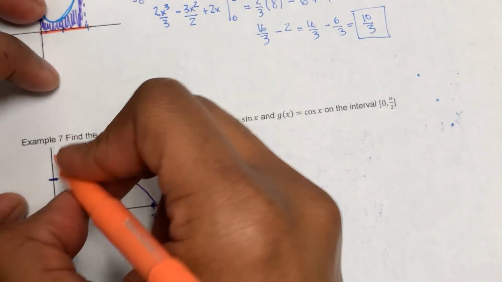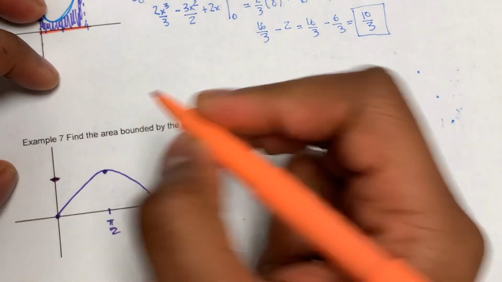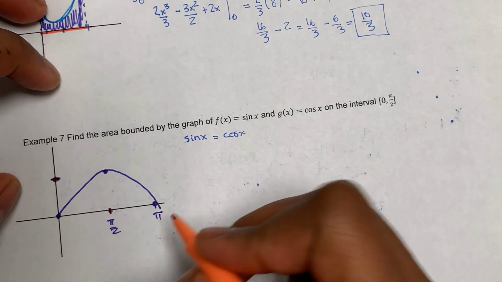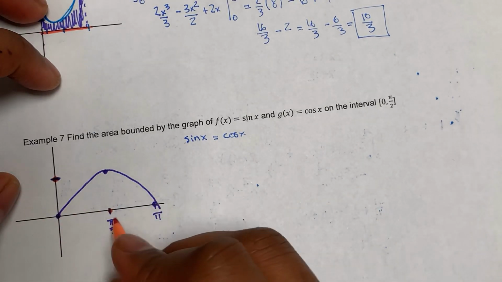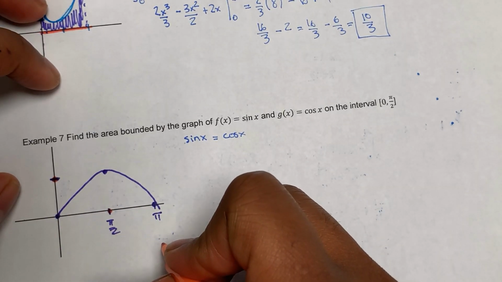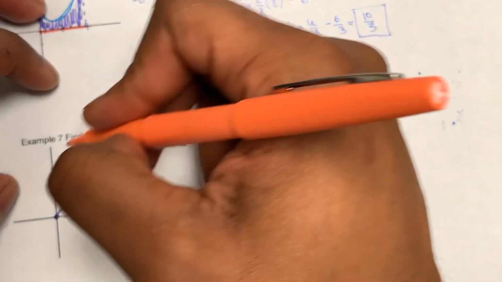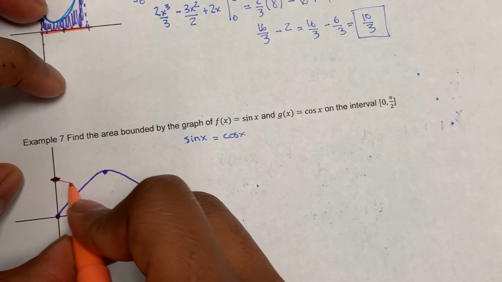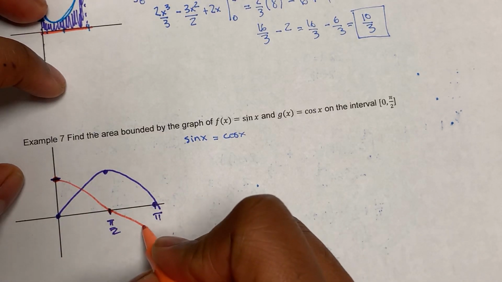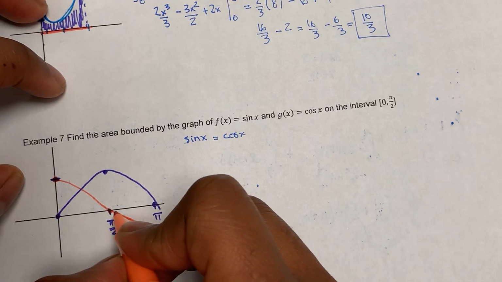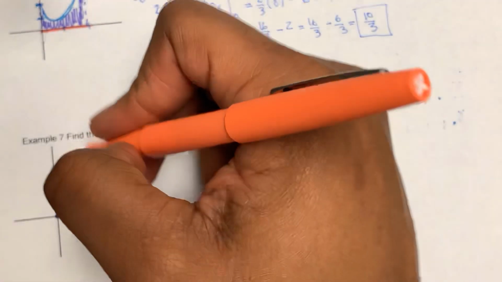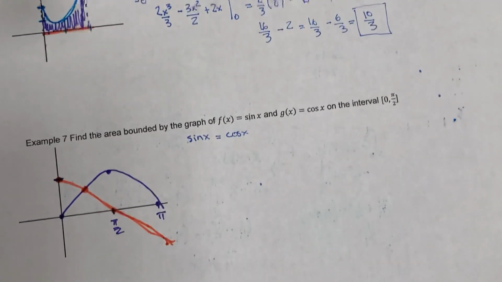Cosine, on the other hand, starts at 1, goes down to 0, so from 0 to pi over 2, it doesn't go down to -1. So it's going to look like, pretend I can draw a curve, and it would go up. So they intersect right here.